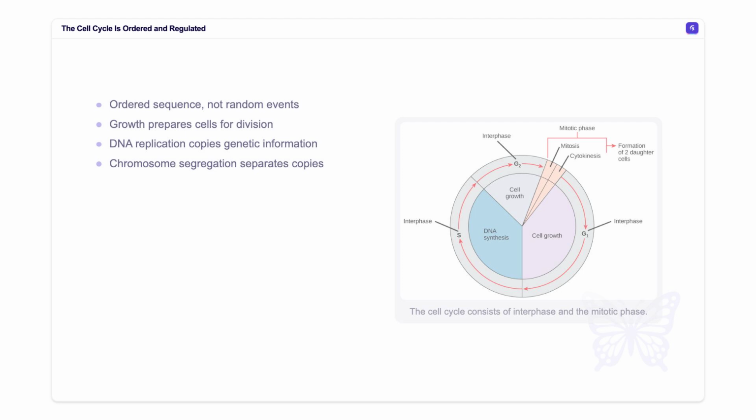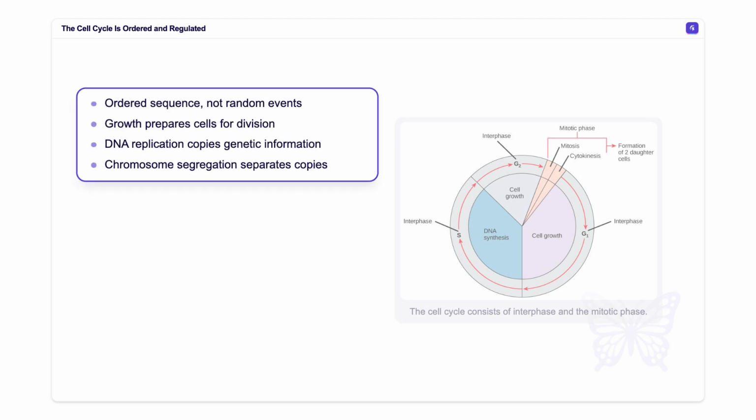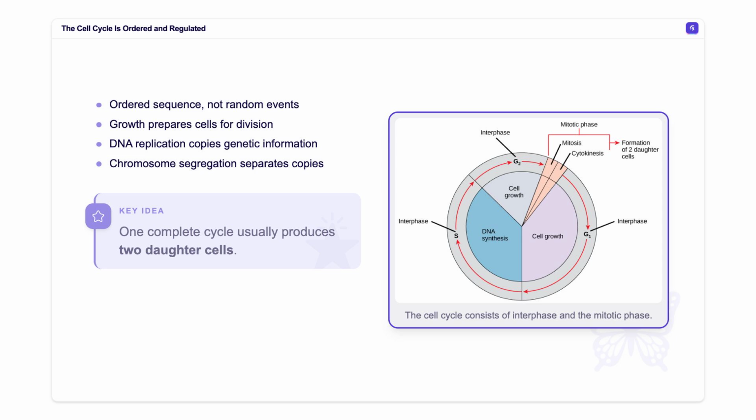The main idea here is that cell division is not a random scramble of events. A cell moves through an ordered cell cycle, meaning each major event happens in a regulated sequence. Start with the sequence on the left. The cell grows, prepares for division, copies its DNA, and then separates those chromosome copies. That order matters, because separating chromosomes before copying DNA would not produce healthy daughter cells. Now look at the circular model. The circle helps you see that the cell cycle repeats. After one round finishes, the new cells can enter the cycle again if conditions allow.